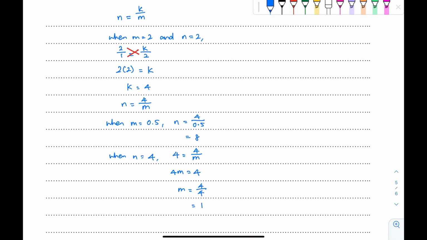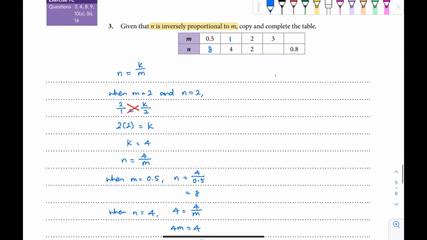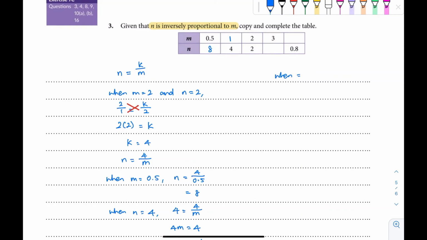Okay, you can do the same thing for the remaining parts of the table. So I'll continue writing here for easier viewing. So when m is equal to 3, I will have n equals 4 over 3. So that leaves us with 1 and 1/3. So 1 and 1/3. We leave our values exact where possible instead of 3SF all the time.